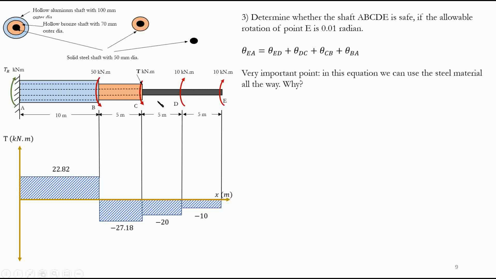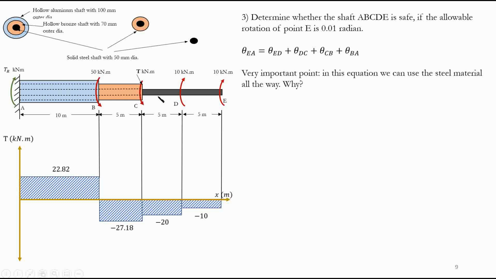Same thing for CD. But what about BC, for example? For portion BC, I know that the whole section rotates for both bronze and steel in the same way. So I can use theta CB bronze here or theta CB steel here. It makes no difference. But just to simplify my calculations, let me use theta steel, right?